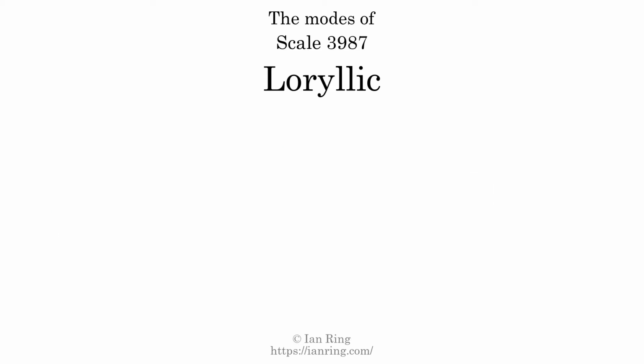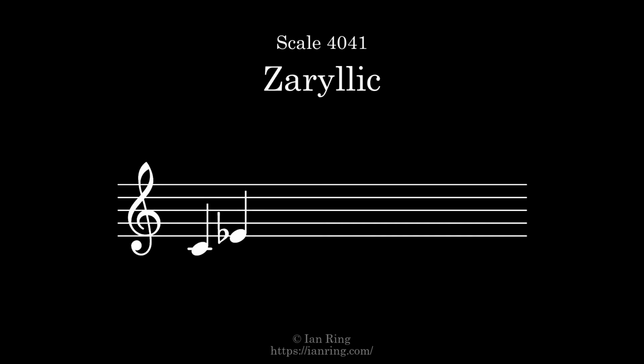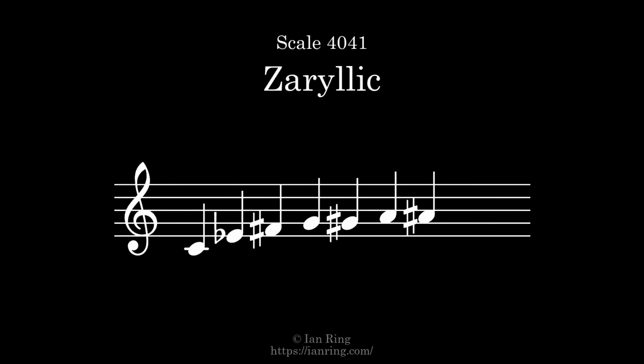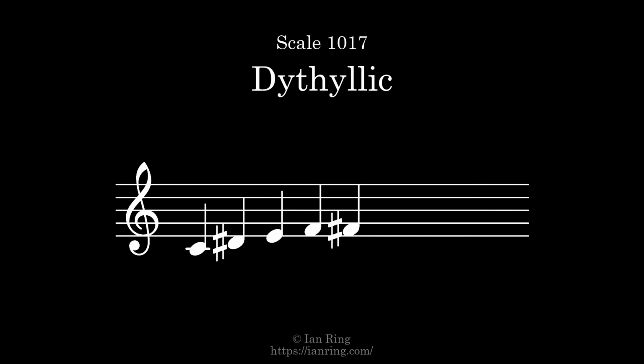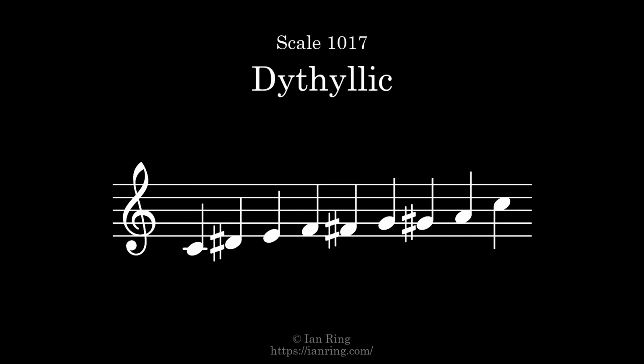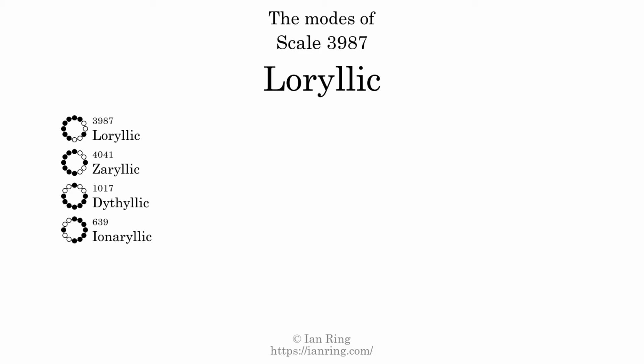This scale has 8 modes. The first mode is itself. The second mode is scale 4041, also known as Loryllic. It sounds like this. The third mode is scale 1017, also known as Loryllic. It sounds like this. The fourth mode is scale 639, also known as Loryllic. It sounds like this.